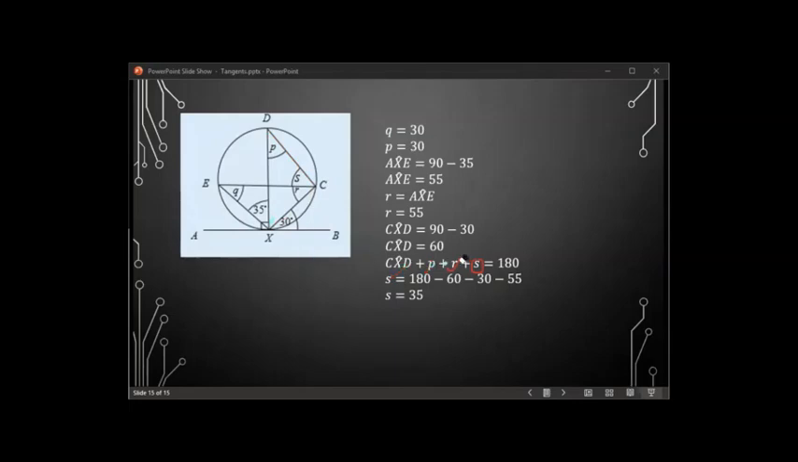If you have any problems regarding this discussion, you can ask now. P equals 30. How did it come? Yeah, P equals 30. How did it come? So you can see this angle and this angle are subtended from the same chord CX. So these two angles are equal. Since Q is equal to 30, P is equal to Q, so that P is equal to 30, right?